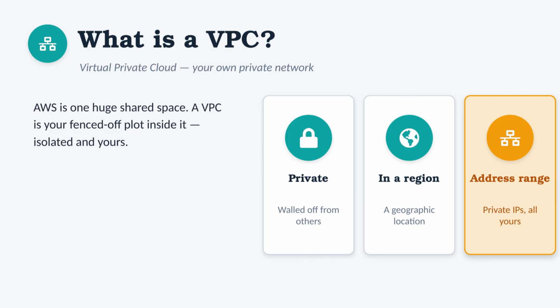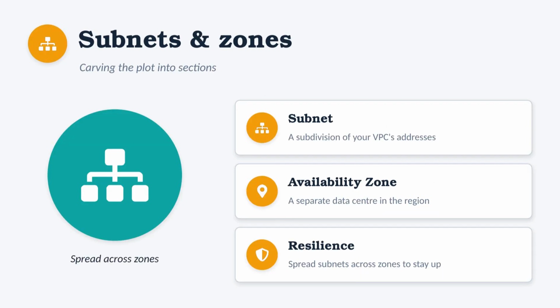Now let's divide it up. A VPC is usually too big to use as one undivided block, so you carve it into smaller pieces called subnets. A subnet is just a subdivision of your VPC's address range, like fencing off sections within your plot. And each subnet lives in one availability zone. So, what's an availability zone? It's a physically separate data center within your region.